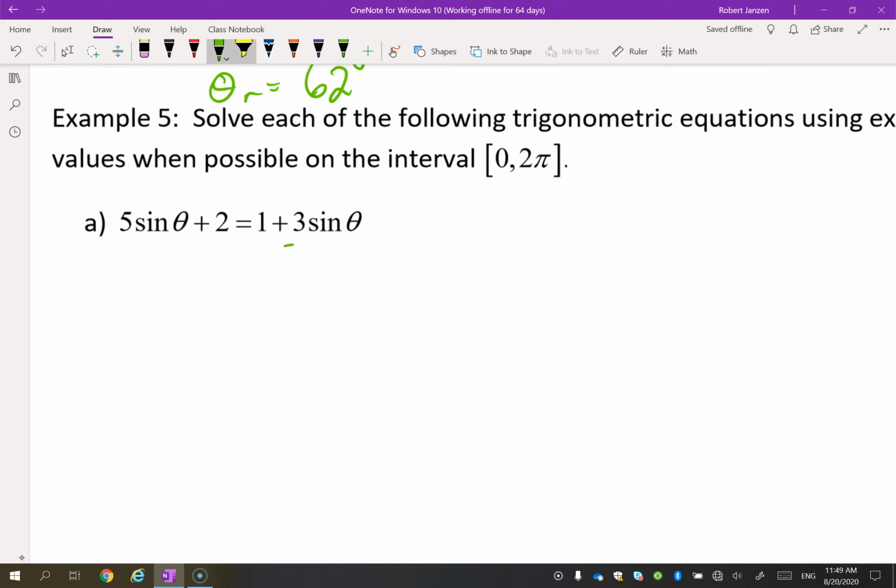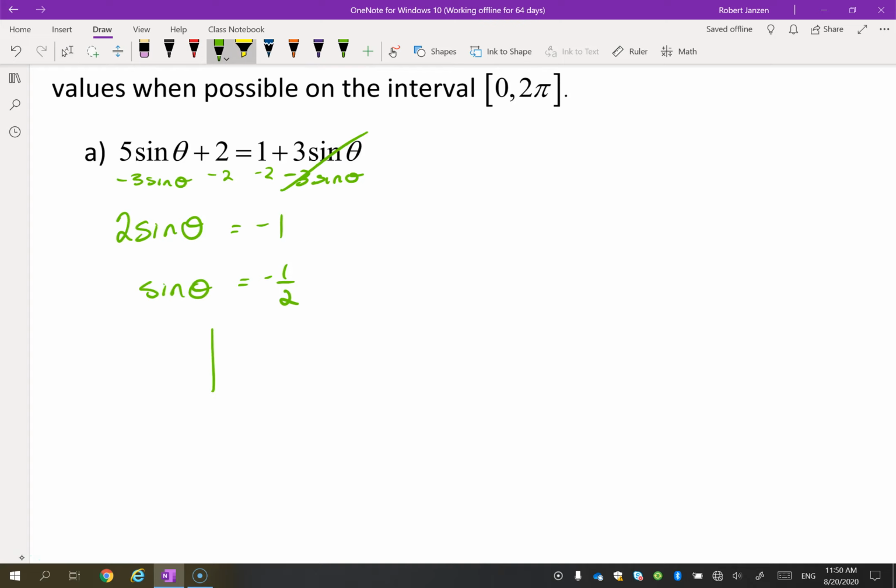Okay, so in this case, let's take 3 sine theta to the other side. So it'll cancel out there. So you'd have 2 sine theta. And then let's take this 2 to the other side like so, and then we'll divide by 2. So sine theta is negative 1/2. And now you have the trig ratio by itself. You have it isolated and we can solve.